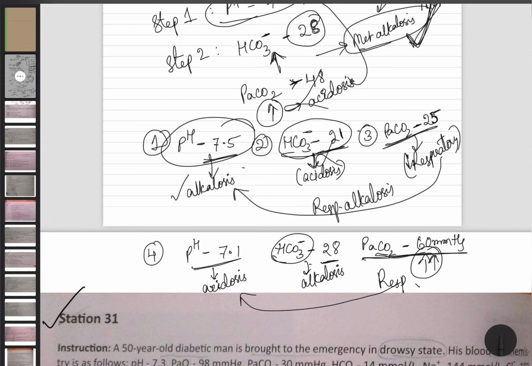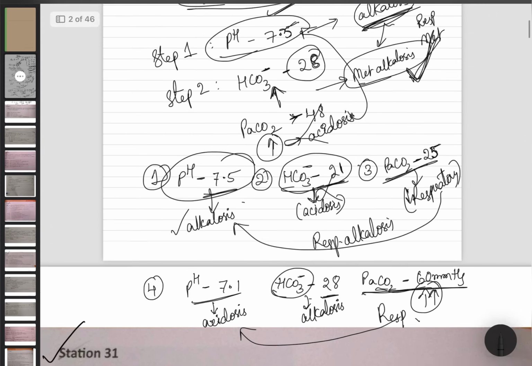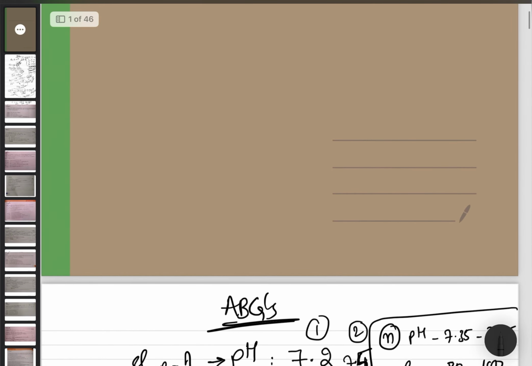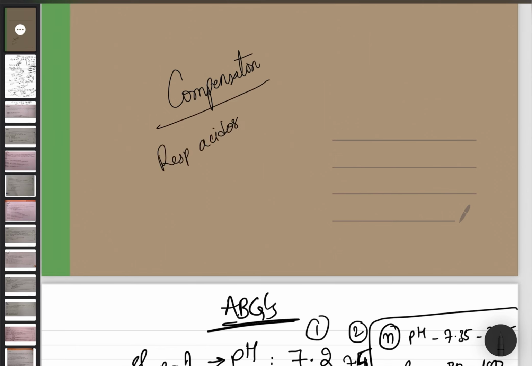Okay, this is simple, right? Now we will learn about compensations in each thing. Remember one thing about compensation. If there is respiratory acidosis in the body, kidney tries to neutralize this acidosis by causing metabolic alkalosis. That means if there is respiratory acidosis, PaCO2 is high in the body.